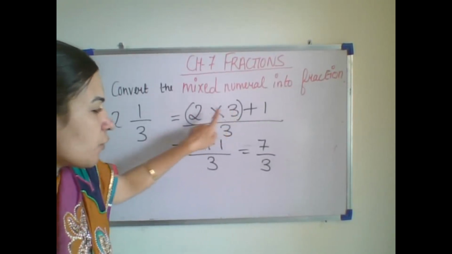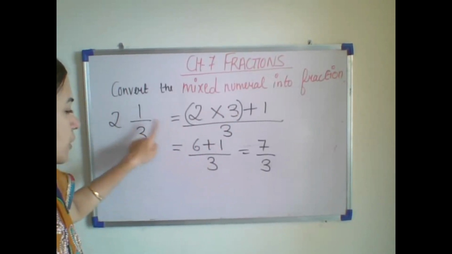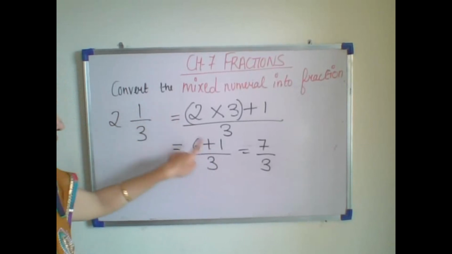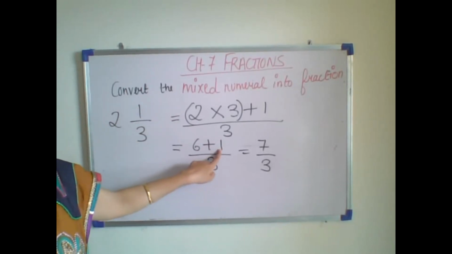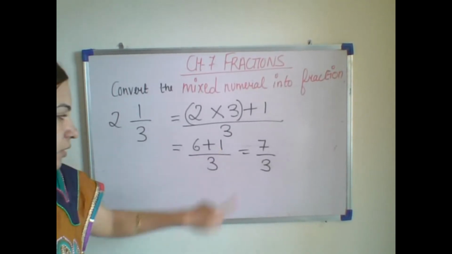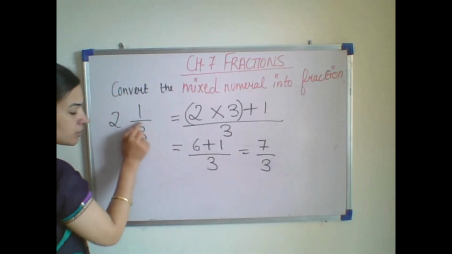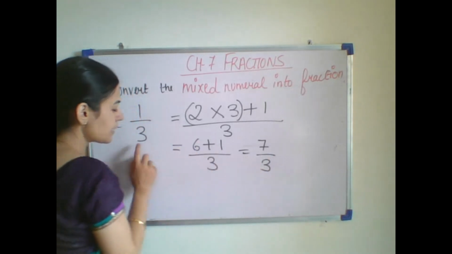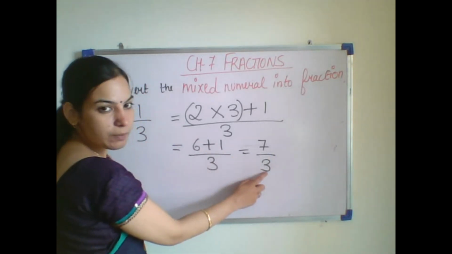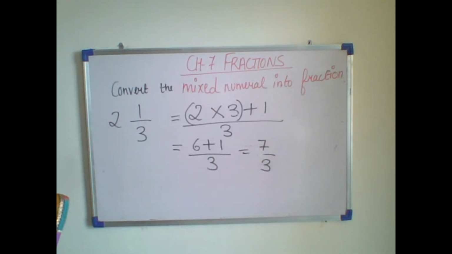We have to first of all multiply this. After multiplying this, we have to add the numerator. Numerator is 1, so I have added here 1. The result so obtained forms the new numerator of the improper fraction. But the denominator we will be writing as it is. Here is 3, so here also we will be writing 3. Only the numerator changes. Let us do one more example.